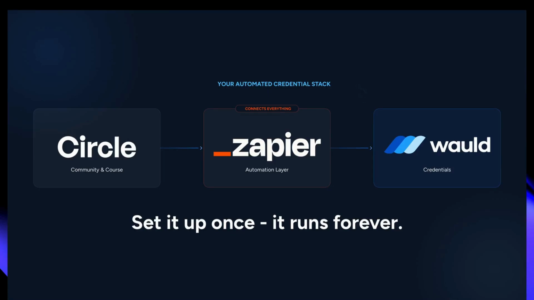3 tools. Circle handles the community and the course. Wauld handles the credentials. Zapier sits in the middle and connects them. Set it up once, it runs forever.